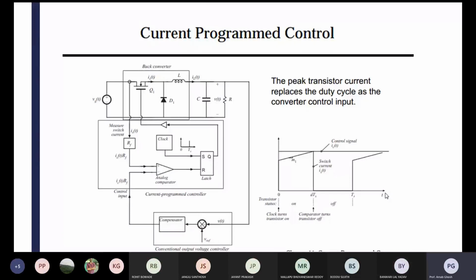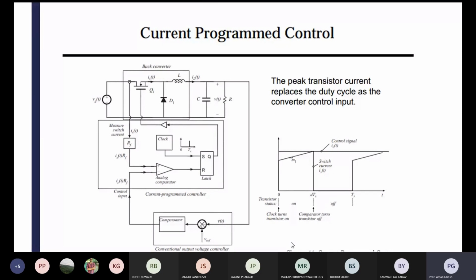In my previous discussions, I discussed the different modes of operation of different switching converters, different topologies, and whether it is continuous mode or discontinuous mode. That portion I have discussed, with the different control structures and different controllers.